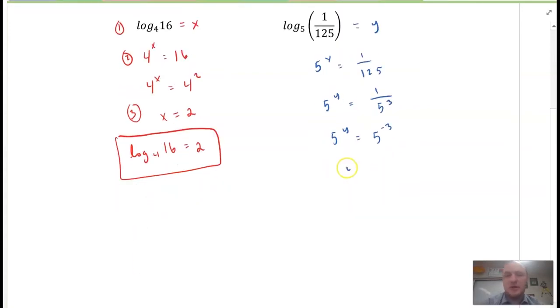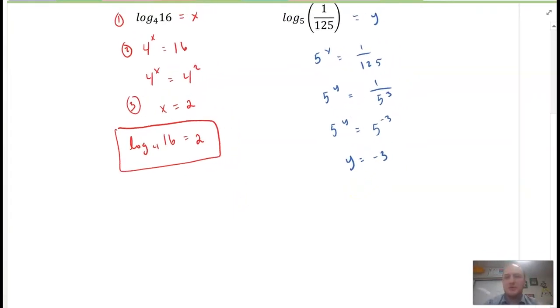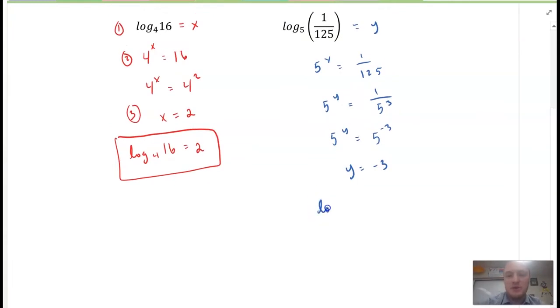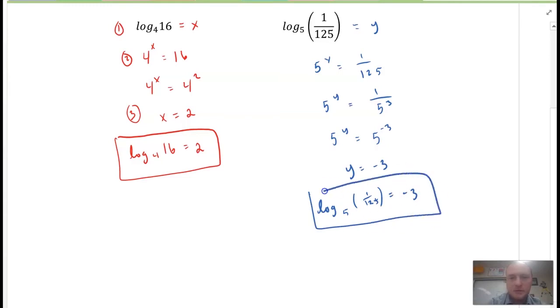Okay, and thus we know using the exponential property of equality that y is equal to -3. It's important, don't box y equals -3. You want to evaluate the logarithm. So we just used a method to evaluate this logarithm. So log base 5 of 1 over 125 is equal to -3. There you have it. That's it.